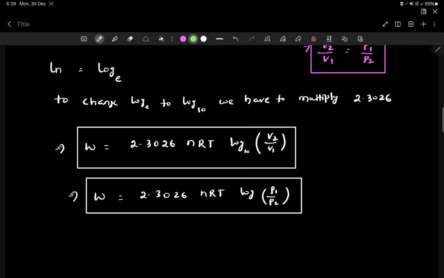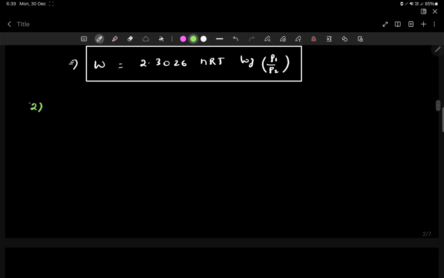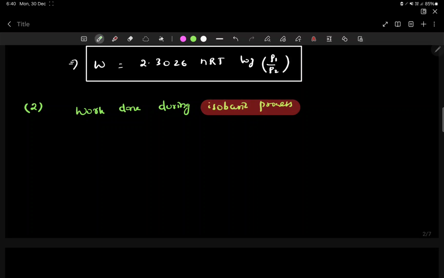So the next concept, coming to the second part, is work done during isobaric process. All of you know what an isobaric process is. In case of an isobaric process, which quantity is constant? That is your pressure is constant. In isobaric process, pressure equals constant. That means the change in pressure is 0.